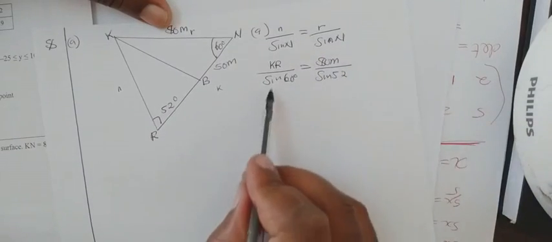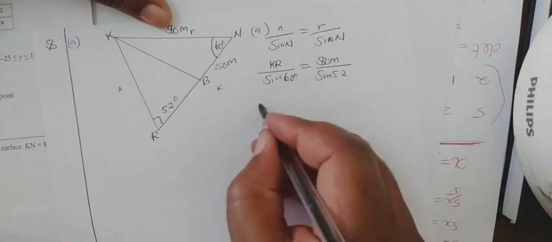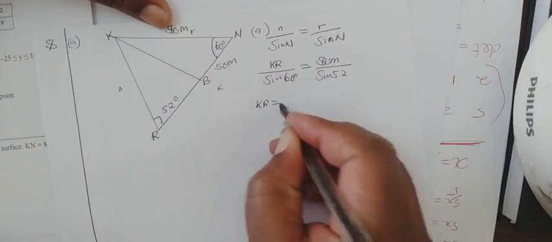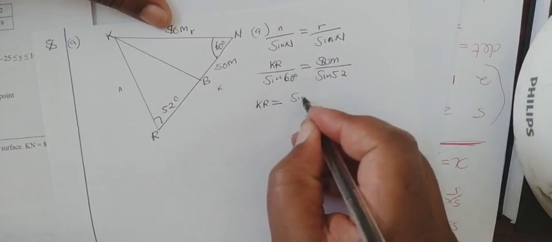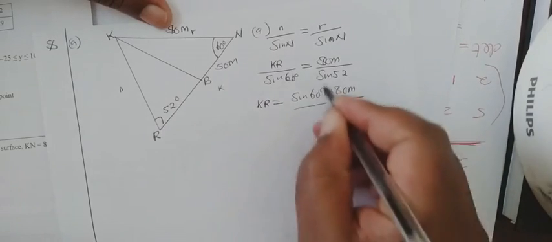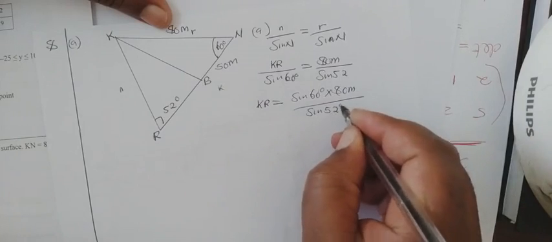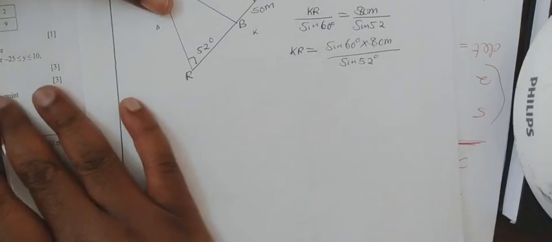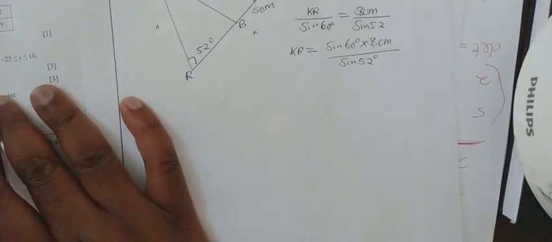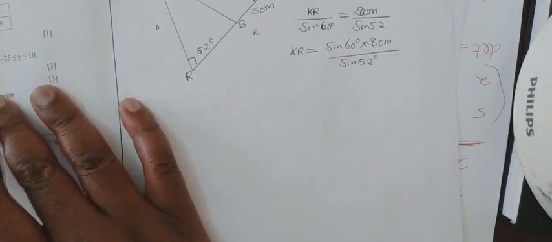Now we are going to multiply this and that, meaning that KR is equal to sine 60 degrees times 80 meters divided by sine 52. And this will be your answer. So how do you get that one? Just punch it on your calculator.